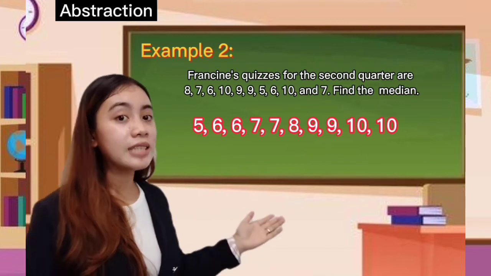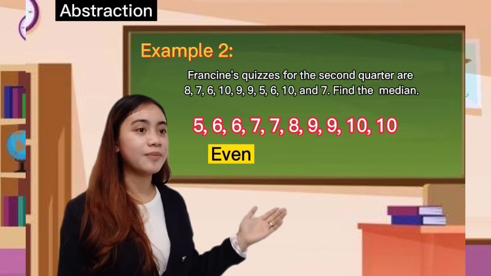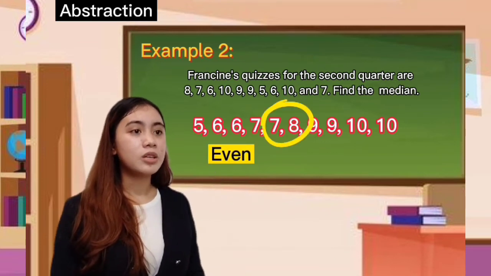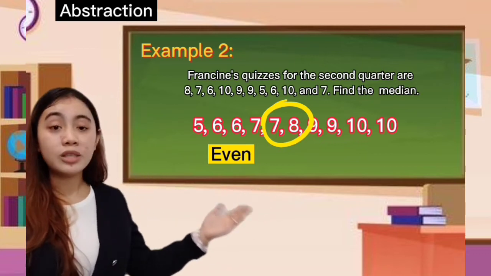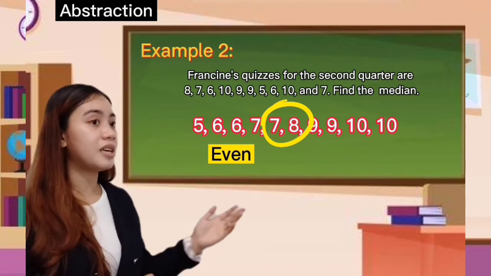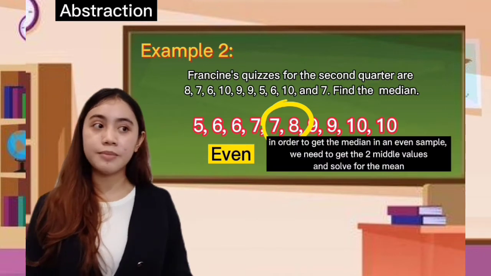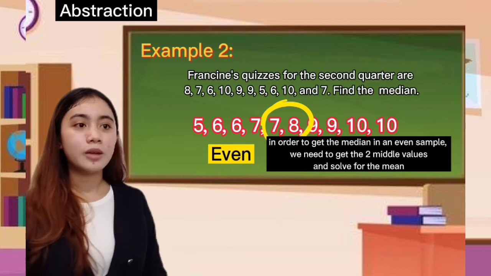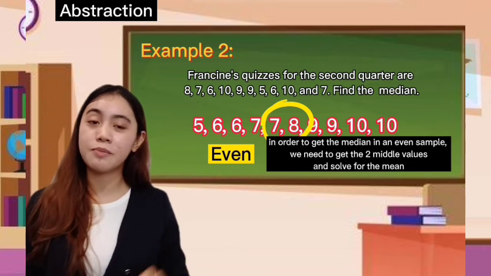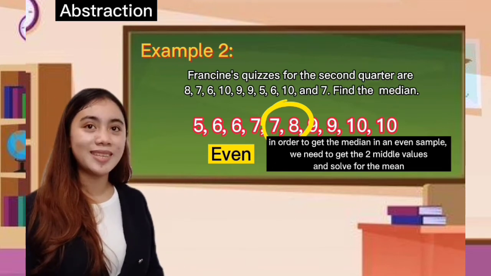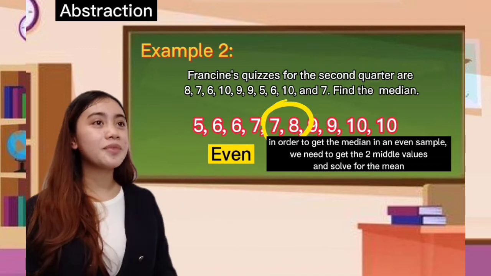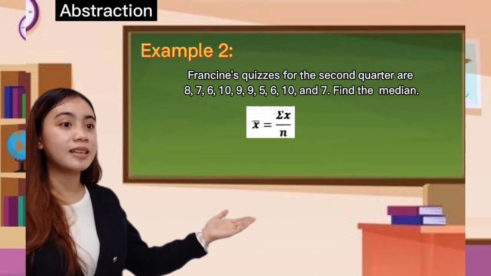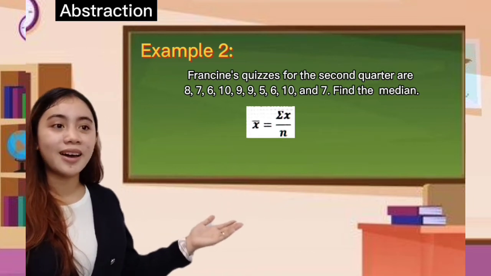Alright, our data sample is even. And there are 2 middle numbers. Since the middle point falls halfway between 7 and 8, in order to get the median, we need to get the mean of these 2 values. So again, who can remember the formula in getting the mean? Yes, Rina? Very good. It is x bar is equal to the summation of x divided by n.